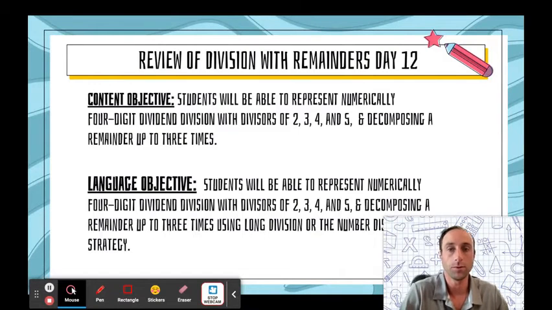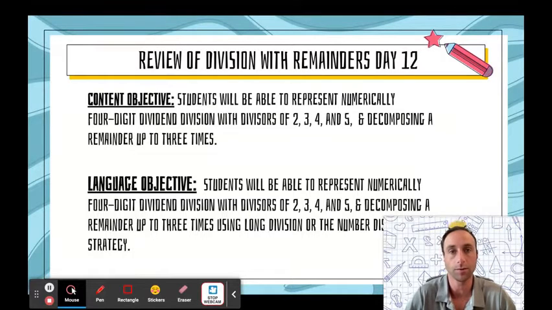Hey, everybody. Welcome to day 12 of our little summer math review here. So we're going to be doing division again today, but this time we're going to be focusing on division with remainders. So let's take a look at our objectives right now.